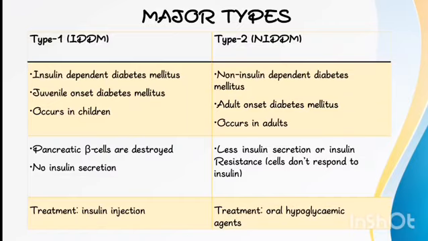Type 2 diabetes is also called non-insulin dependent diabetes mellitus, which usually occurs in adults. Type 2 diabetes occurs due to insulin resistance or reduced insulin secretion. Most oral anti-diabetic drugs are used in type 2 diabetes.